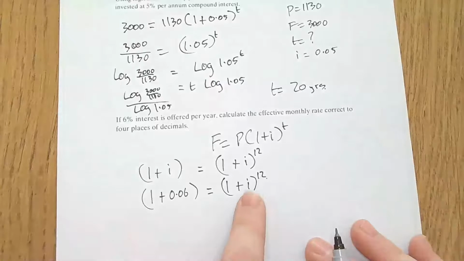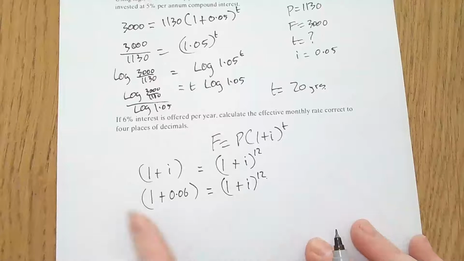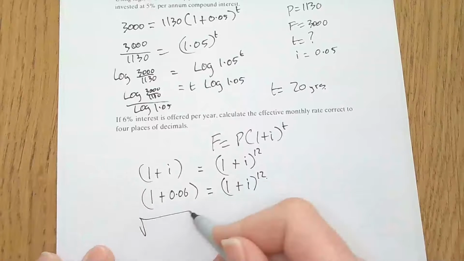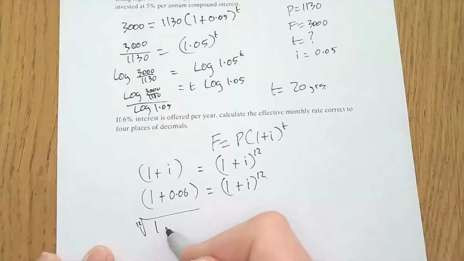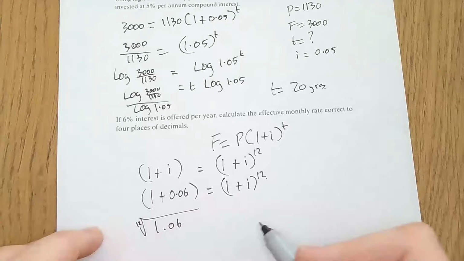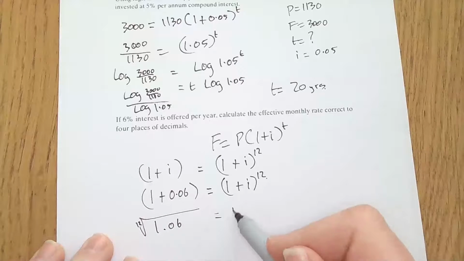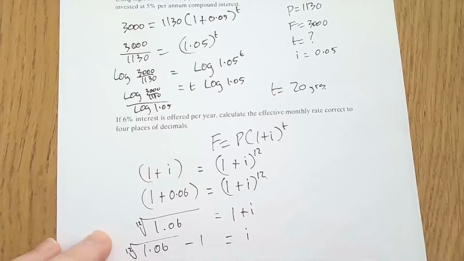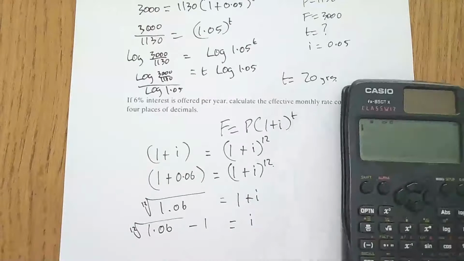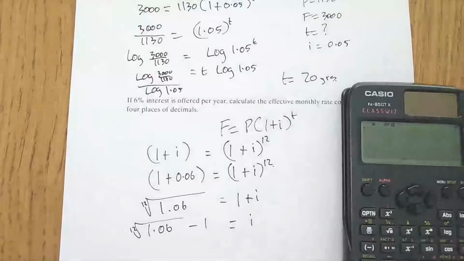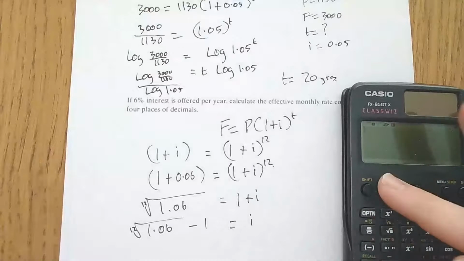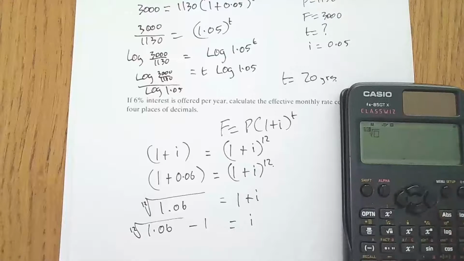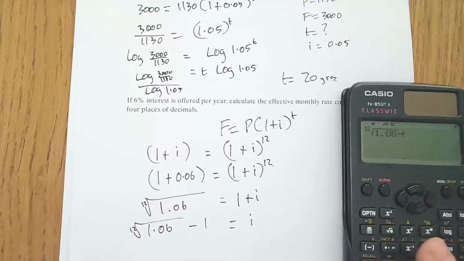So in order to get the i on its own, we're just going to depower this side, which means we're going to take the root of this side. And that leaves me with 1 plus i. And then to get i, we're just going to subtract from the 12th root of this. I'm going to take away 1. Just like before, I'm planning it before I do it. So let's see how we write it here. Again, I'm going to use that button, the 12th root of 1.06, and then come out of that, take away 1.